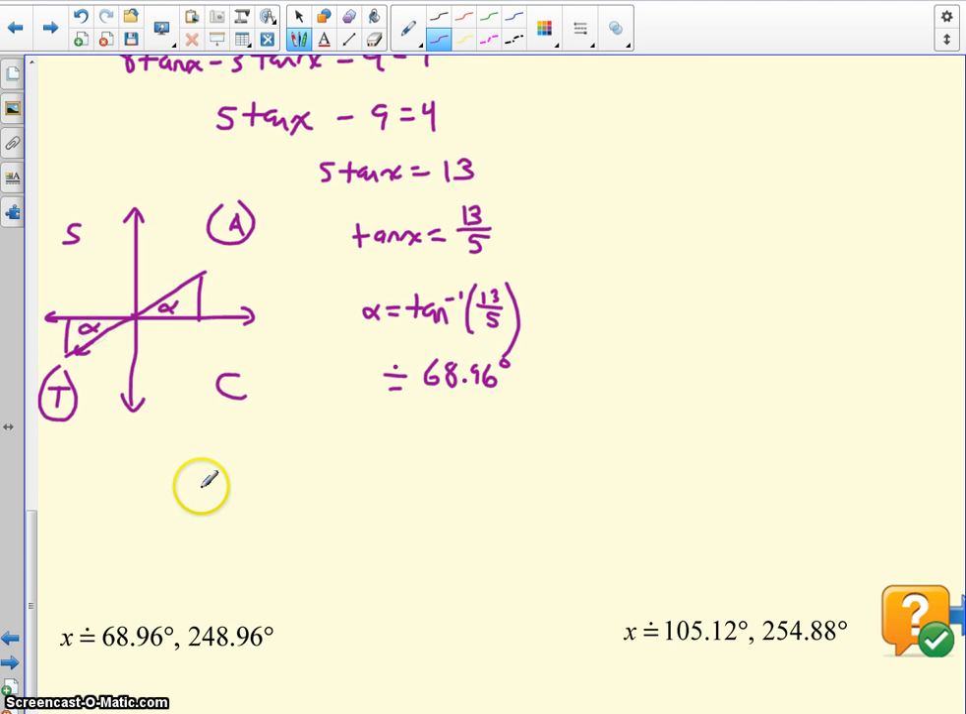Okay, so in quadrant 1 it's nice and easy, right? Because our x value is going to be alpha, so we get 68.96 as a possible answer. Quadrant 3 is a little bit trickier. We have to go x being equal to 180 degrees plus alpha, which will give us 248.96. So again, two answers.